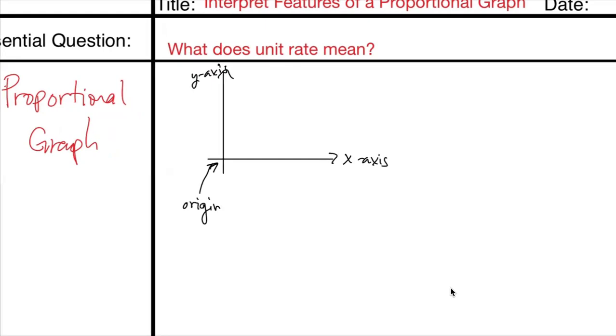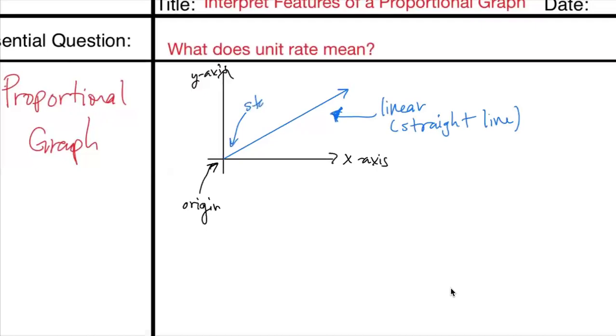And a proportional graph has to be two things. I'm going to draw it here. It has to be linear, meaning it's a straight line. So check, it is linear. It doesn't make a straight line otherwise. And also it must start at the origin, which if we remember, that's 0, 0. So a proportional graph needs two things. It needs to be a linear line, a straight line, and it needs to start at the origin.